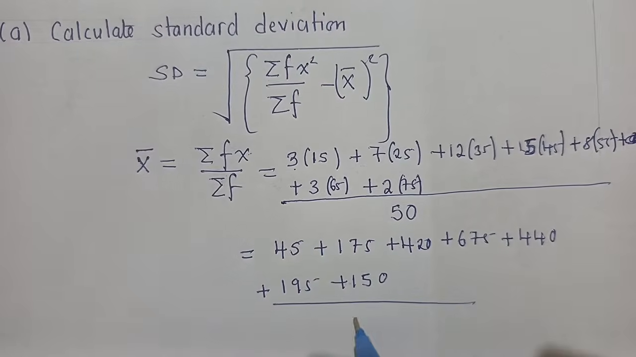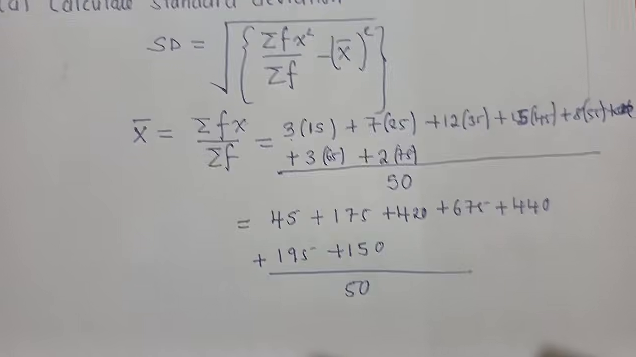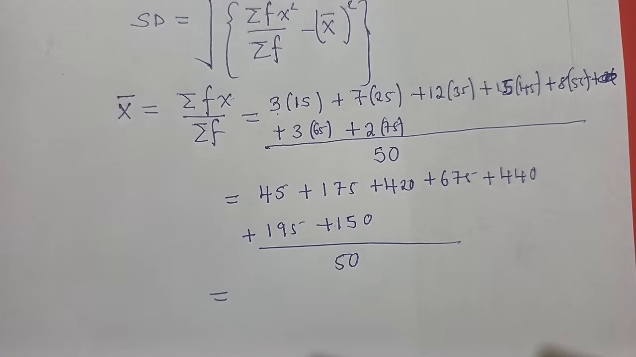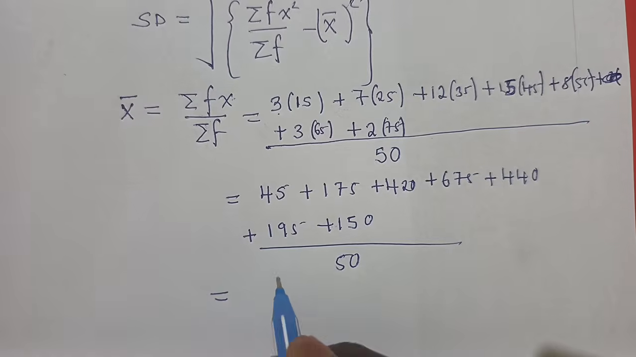So we shall say everything over 50, like that. Okay, then we say equal to, we now simplify. We add 45 plus 175 plus 420 plus 675 plus 440 plus 195 plus 150. I hope this is what you're getting.